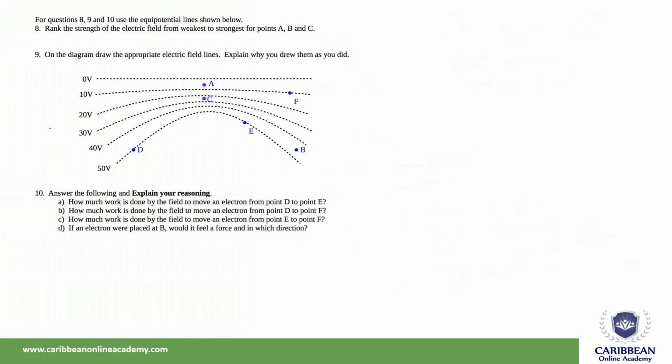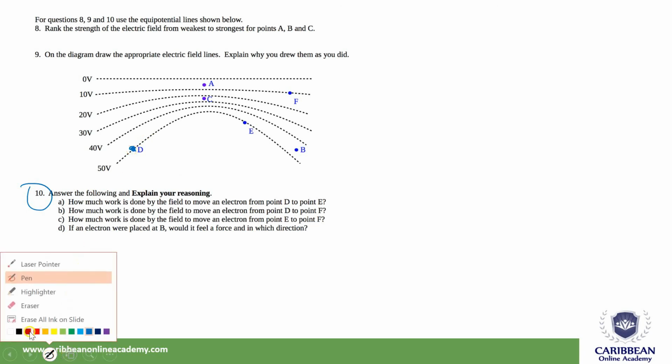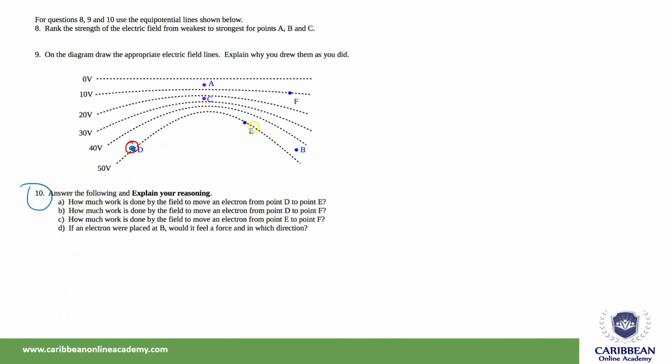All right. Now in this question, let's look at number 9 and number 10. It says draw a diagram and explain why you drew it as you did. Well, we don't want to answer that. What we want to answer is number 10. It says now how much work is done by the field to move an electron from point D to E. So if you locate point D here, point E is located here. We said that these are what we call equipotential lines, so to speak. So these are lines that have equal potential.